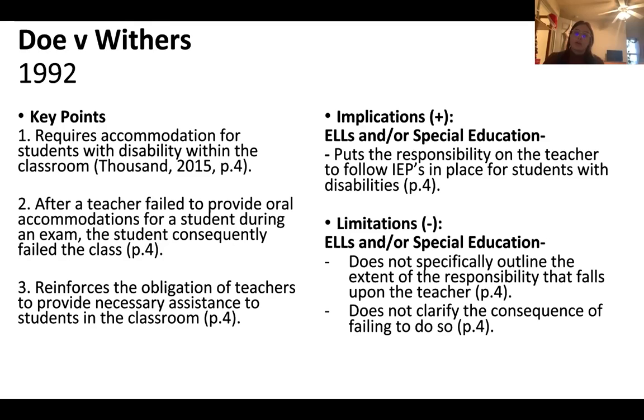Doe v. Withers was a court ruling that was passed in 1992. Some key points of this case were that it requires accommodation for students with disabilities within the classroom. It was passed after a teacher failed to provide a student with oral accommodations during testing. The student ended up failing the class because of this. So now it reinforces the obligation of teachers to provide necessary assistance to students in the classroom.